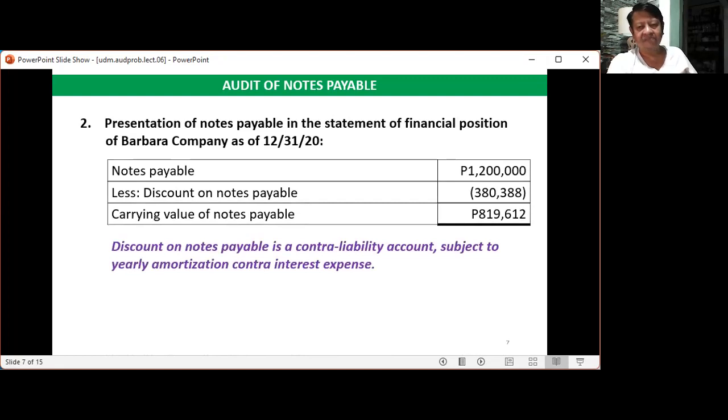So we will emphasize repeatedly that the discount on notes payable is a contra liability account. It is being presented as a deduction from notes payable. The discount on notes payable is not supposed to stay there forever. It is subject to amortization contra interest expense. That is why you may notice in the previous slide, we made an adjusting entry debiting interest expense and crediting discount on notes payable.